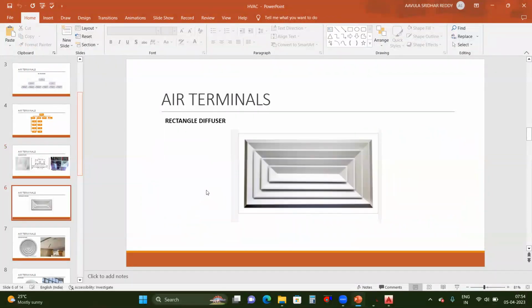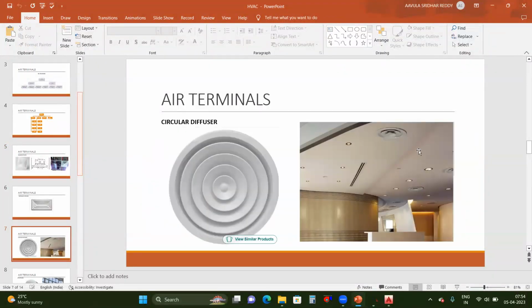If you see any plain false ceiling, we can say it is a plain false ceiling. Here it will not look good when we install a square or rectangular diffuser. So what we will use here is a circular diffuser. Okay, a circular diffuser or grill. We can also call it a grill. Okay, so this is also a grill. We will see it in the next slides. Okay, so generally the terminal selection will depend on the type of false ceiling.